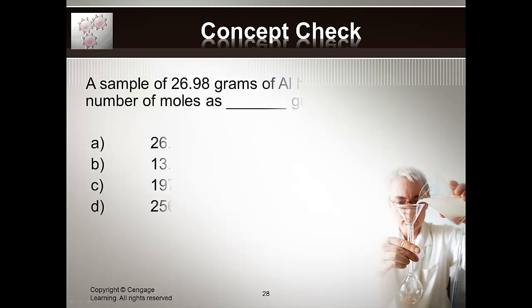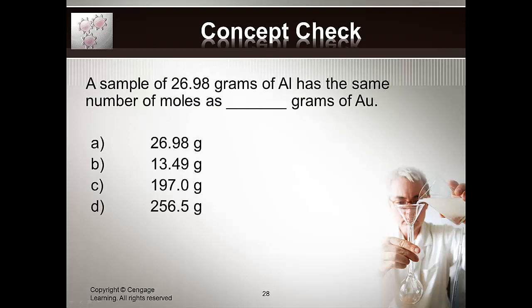Concept check: a sample of 26.98 grams of aluminium has the same number of moles as how many grams of gold? Well, let's work this one out. Aluminium has a molar mass of 26.98 grams per mole. So if we've got 26.98 grams of aluminium, 26.98 divided by 26.98 equals 1 mole. We've got 1 mole of aluminium.